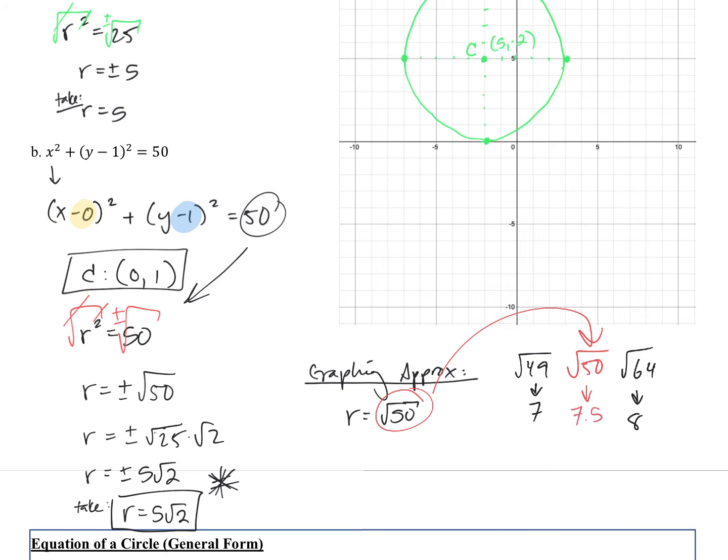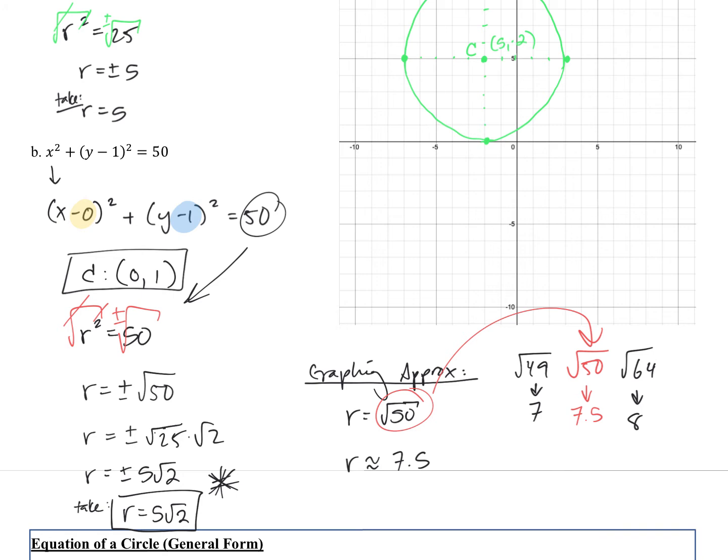That's as much as you need to do for approximating in this course. So r is going to be about 7.5. Now if you actually check with your calculator for the square root of 50, it actually comes out to about 7.07, but you don't need to use your calculator for approximating. If you want to, you can, but that's just a way to approximate without a calculator. So once again, you just give the approximation when you're graphing. You do not use it as your final answer.